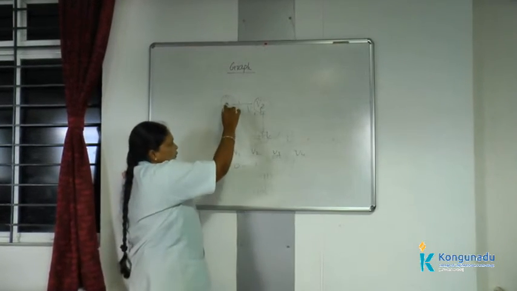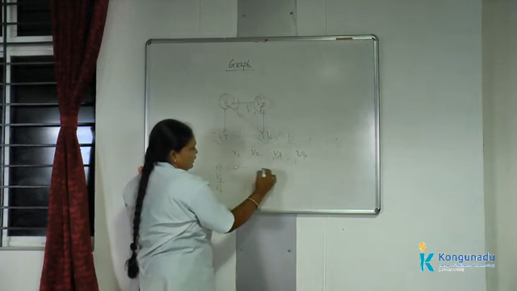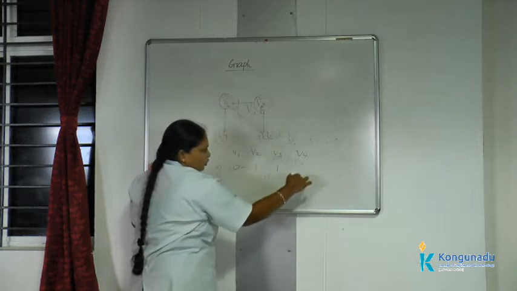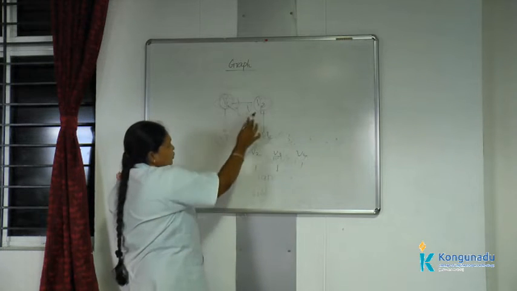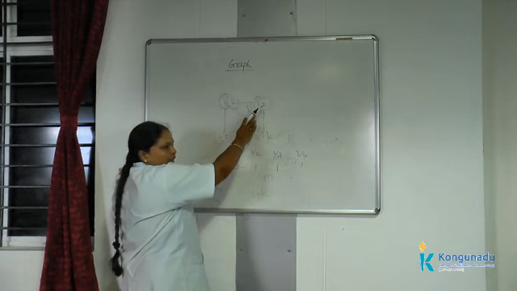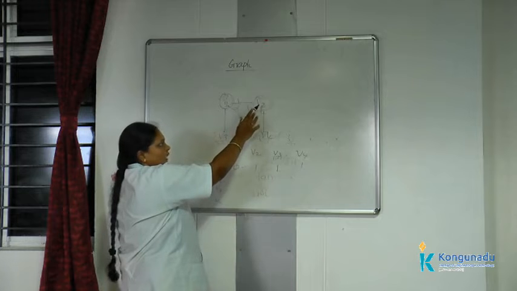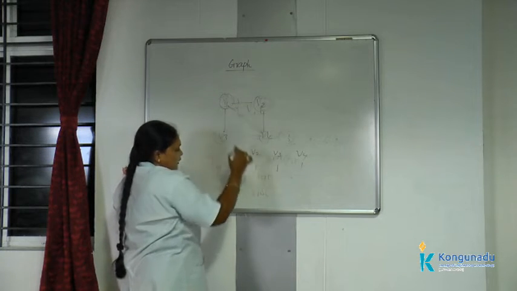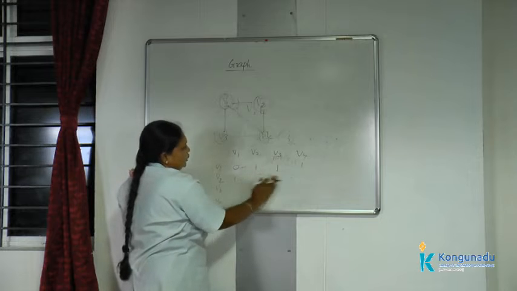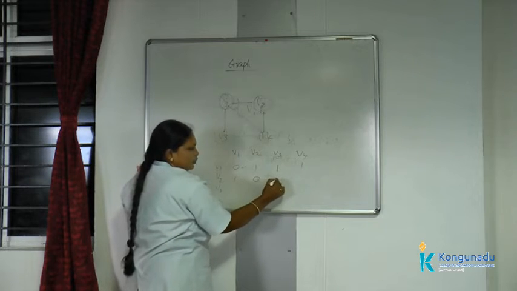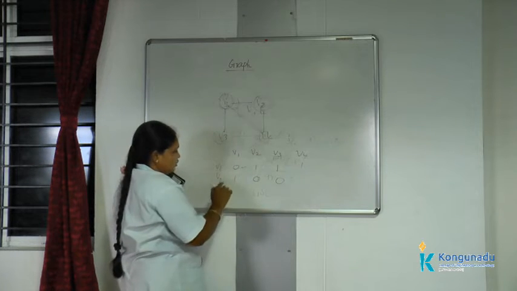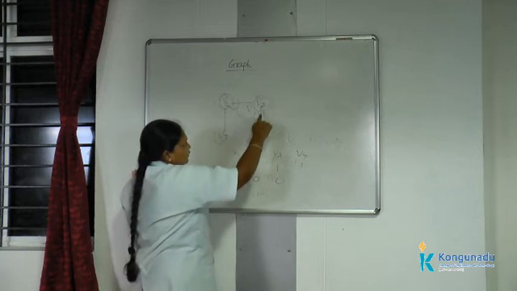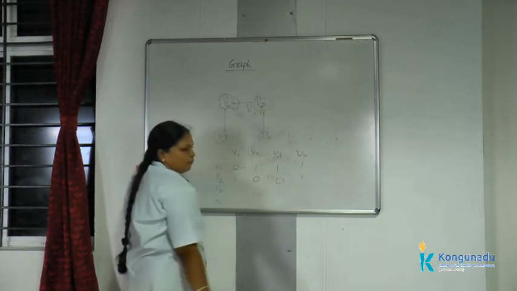Next thing is V1 to V3. So V1 to V3 is 1. V1 to V4 is also 1. V2 to V1. It is not a directed graph, it is an undirected graph, so we can go from V2 to V1. So it is 1. V2 to V2 there is no path, V2 to V3 also there is no path, and V2 to V4 there is a path, so I can put 1.